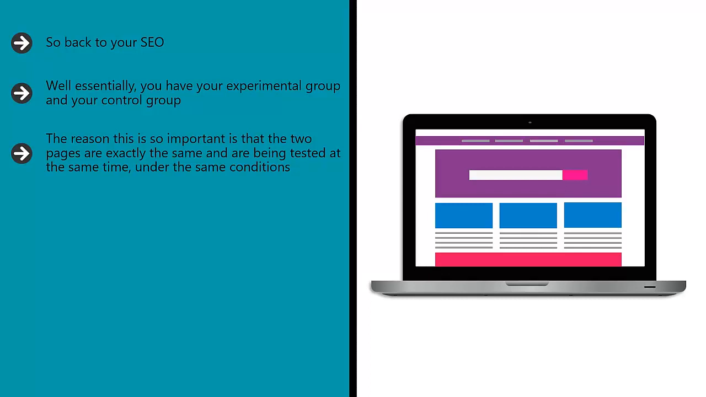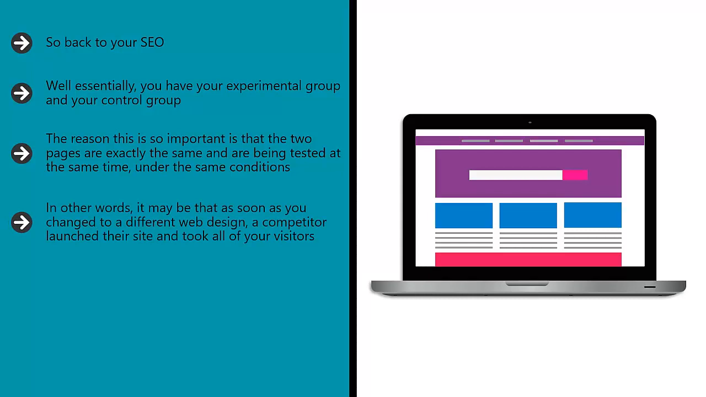If you changed a page only for a short time and then changed it back, you wouldn't be able to account for confounding variables such as naturally peaking and waning interest, or such as global events that might impact on internet usage habits. In other words, it may be that as soon as you change to a different web design, a competitor launched their site and took all of your visitors.